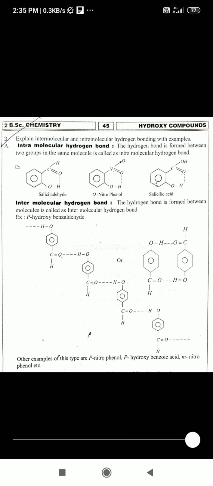Next, intramolecular hydrogen bond. Intramolecular hydrogen bond means within the molecule, hydrogen bonding is formed in some molecules. That and all we are going to discuss. So, intramolecular hydrogen bond: the hydrogen bond formed between two groups in the same molecule is called intramolecular hydrogen bond.